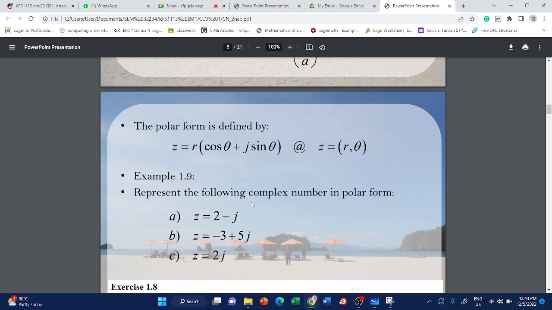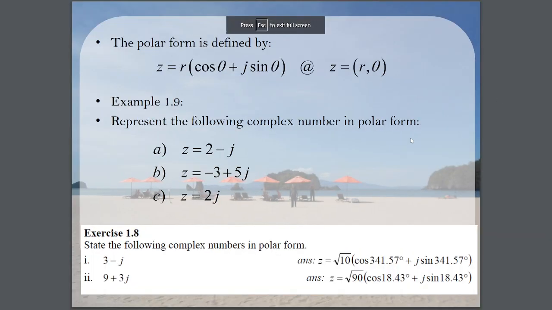Okay. Now we are going to see, after you find out what is the theta and the equivalent angle, how to convert your coordinate system into polar form. You know already what is your R. You know already what is your theta and the equivalent angle. And then how to write it down in polar form. So what is polar form basically?